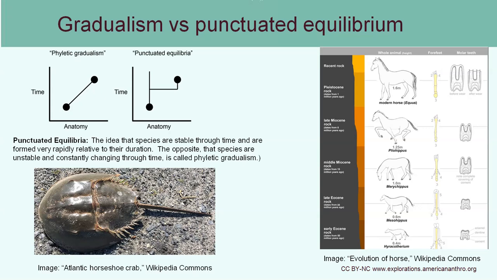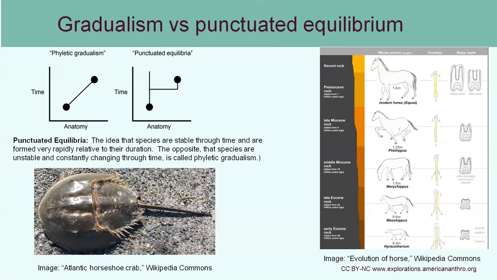Then in the Merychippus over there, the middle toe has gotten much larger and toes number 2 and 4 are really small and just kind of sticking out a little bit, but they're no longer supporting the weight of the animal. And finally, by the time you get to the modern Equus, it's literally standing on a single toe. So when you look at a horse's leg and you look at its hoof, the hoof is basically the toenail of a single toe. So they are running around on 4 legs, but their 4 legs are just individual toes.